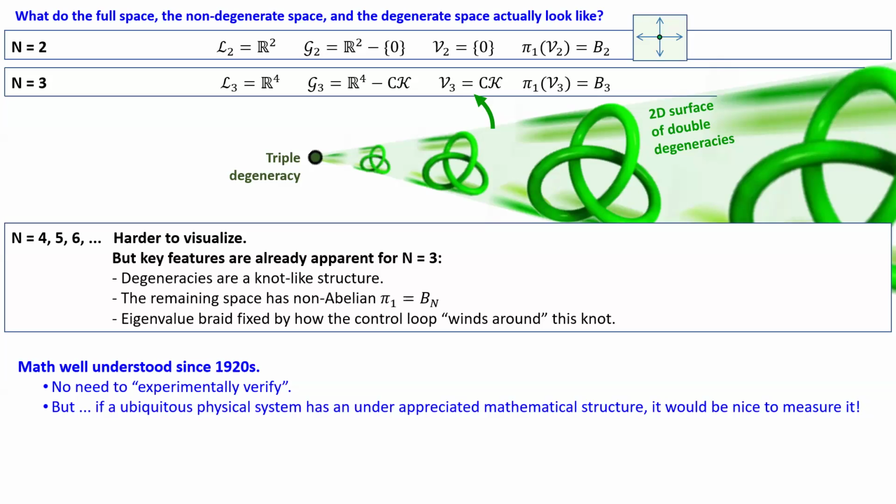But I would say that if a system as ubiquitous as the coupled linear oscillators has some elegant mathematical structure that hasn't really been appreciated much to date, it's worth going out and measuring it and seeing it at least once. So that's what I'll tell you about for the next little bit. But before we move on, questions about the basic goal. So I'm going to try and do an experiment where we measure this knot and show that different loops through it give you different braids of eigenvalues.